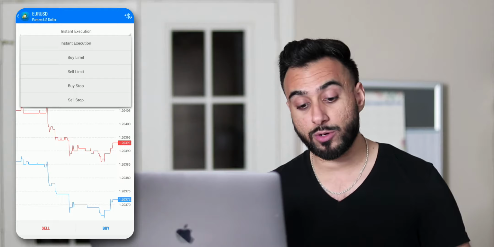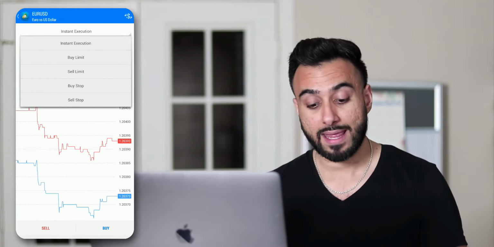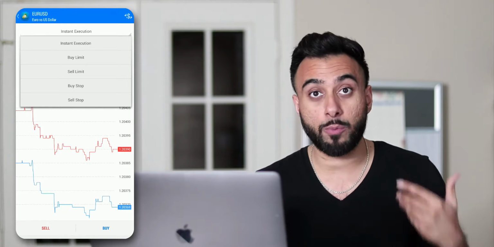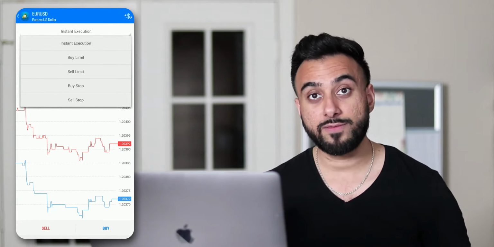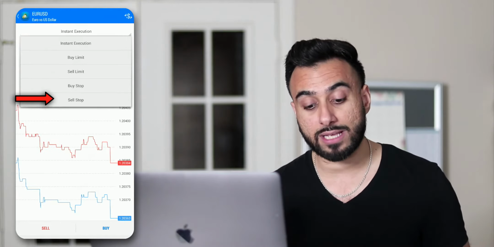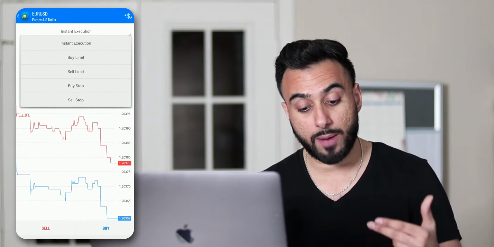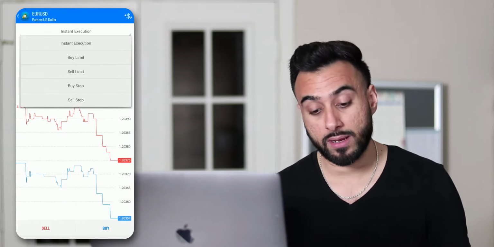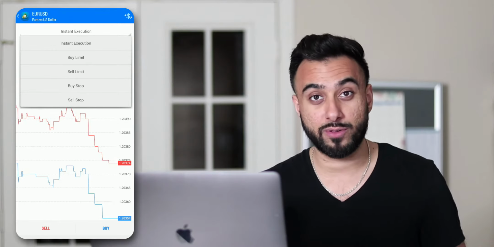Most people, when they enter a trade, use the instant execution, which just means that whenever they hit buy or sell, they're instantaneously entered into the market. In today's video, I'm going to go over all 5 of these and give you the actual use case scenarios as to why you would want to enter into a buy limit, sell limit, buy stop, or sell stop instead of the instant execution, which is how most brand new traders enter in the first place.